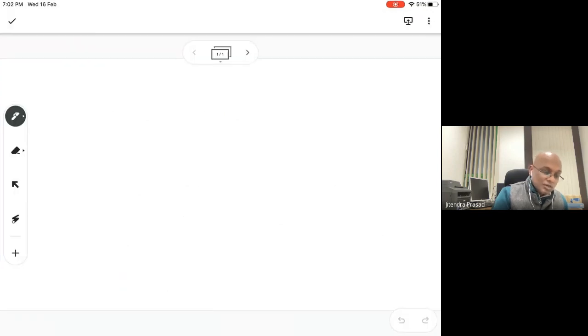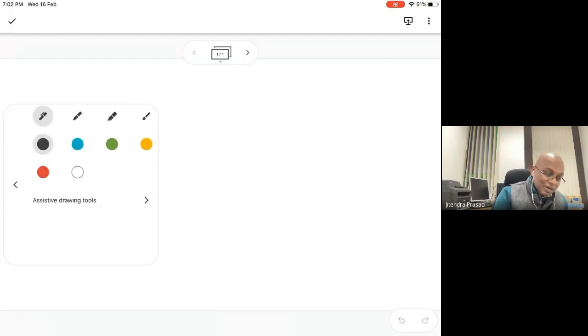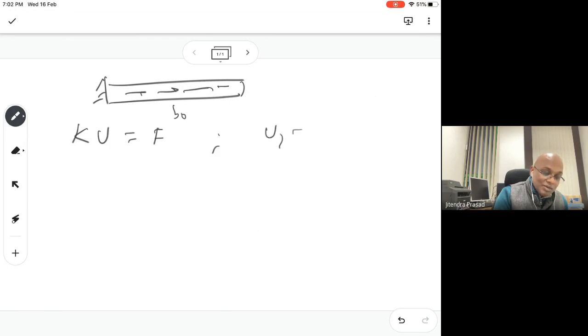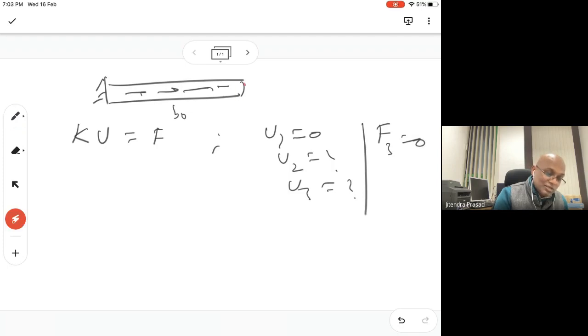Okay, so now we can solve the problem, and the problem is like this one, right? So you have b naught here, that's it, nothing else. So our KU equals F. You know that U1 equals 0, and U2 and U3 we have to find out, and we know that F3 is 0, right? There is no force applied here.